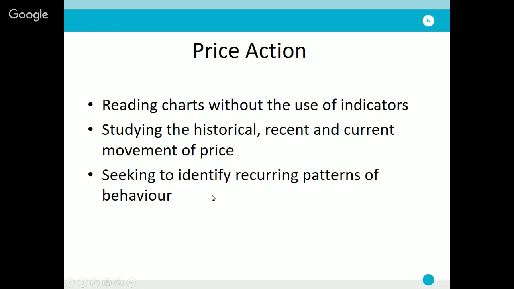So first of all, what do we mean when we say price action? When we focus on price action, we're studying the historical, recent and current movement of price to try and gain an understanding of how the instrument behaves, seeking to identify patterns and sequences that tend to yield specific results with a view then to taking advantage of future instances of these patterns.